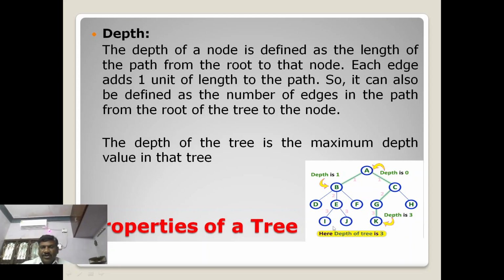Now, if I want to find the depth of E, what is it? The depth is the number of edges you pass. From A to B you pass one edge, and from B to E you pass another edge. So we have two edges, and the depth of E is 2.